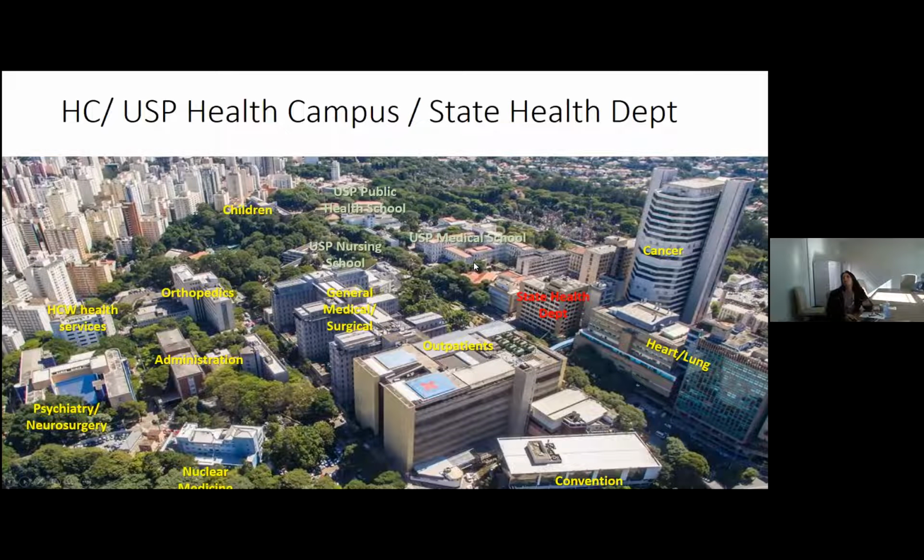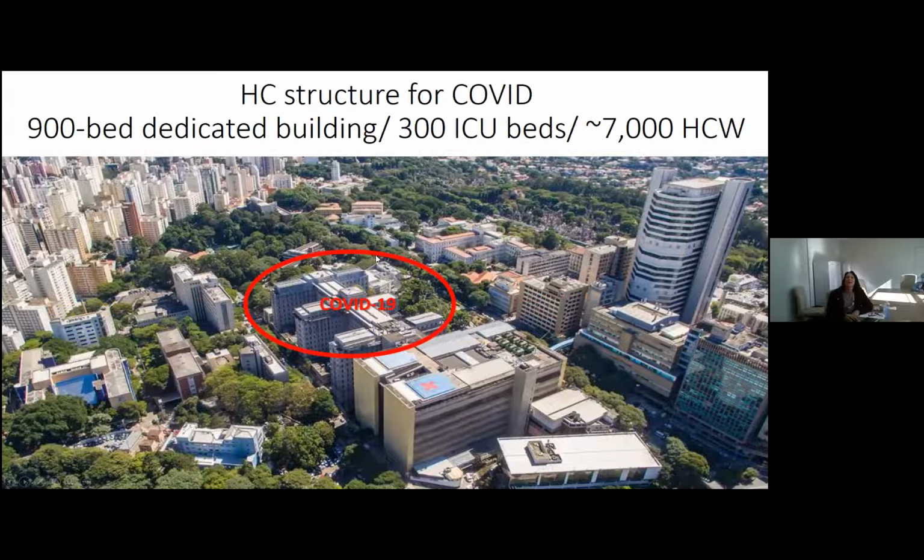During this epidemic, it was decided that the hospital would be the main center for all the very severe cases of the greater São Paulo. We separated a building with 900 beds dedicated to COVID, which is this main building. It has about 7,000 healthcare workers and 300 ICU beds. We've been expanding all the ICUs monthly. Patients are referred from other healthcare services, and only the very severe cases are sent to this hospital.